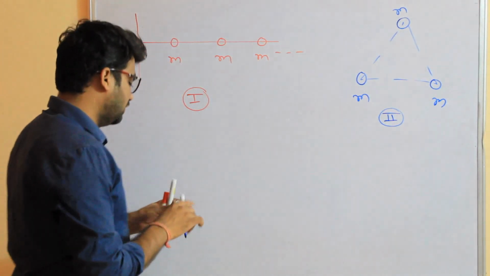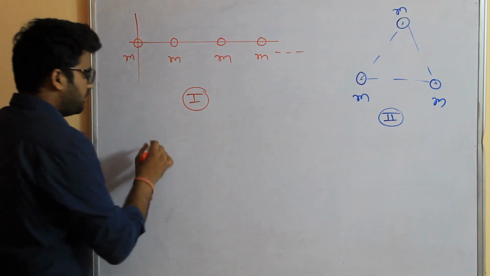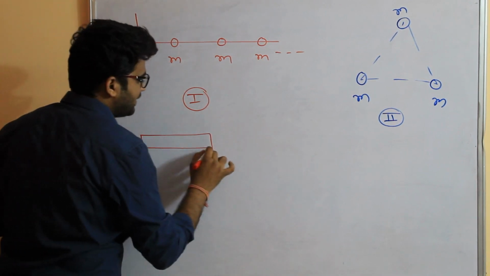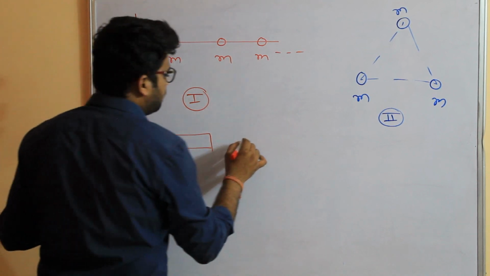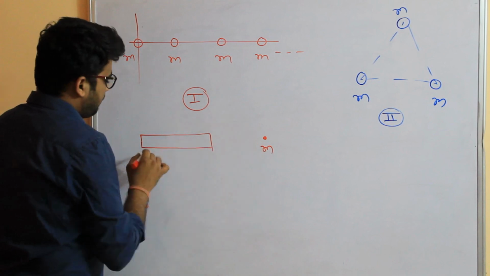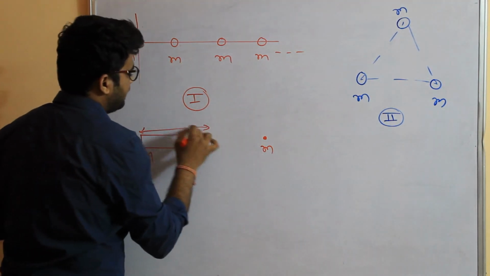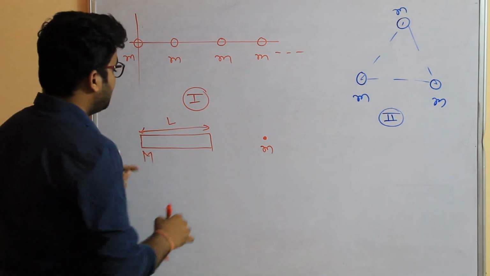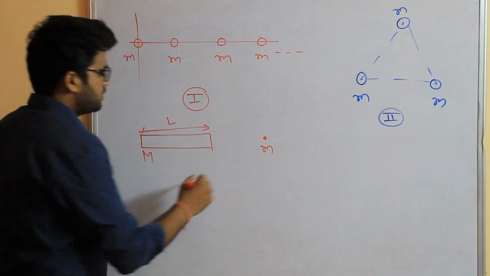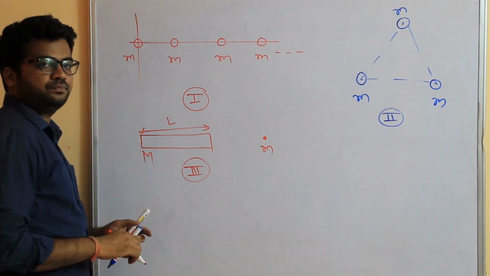Okay, now the third model is, let us suppose we have an extended body. This is the point mass, and this is the extended body of mass m and length l, and we want the force of attraction between this extended body and a point mass. So this is the third model which we have, right?